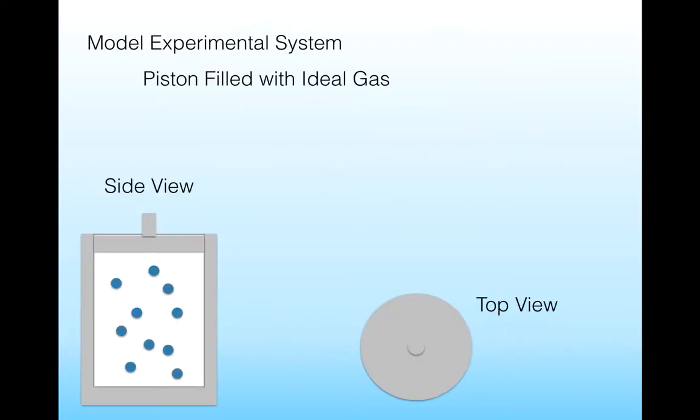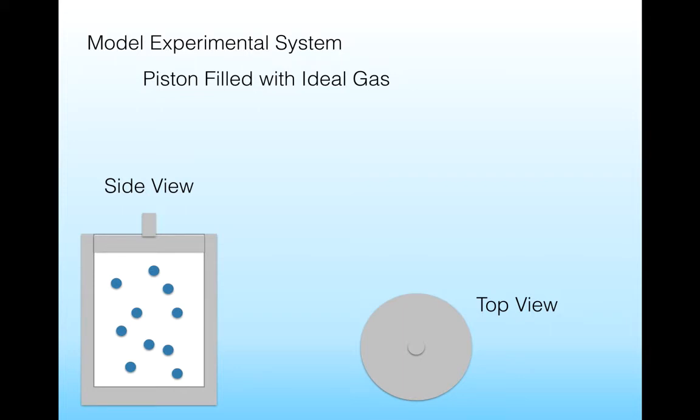So let's talk a little bit about our model experimental system. This is, again, much like how you have a mouse model or a fly model. In this case, the model that we're going to use, which is a simplified system, is a piston filled with an ideal gas. And so the piston looks like this from the side. It's actually a cylinder full of these gas molecules. From the top view, you can see it's a round cylinder.